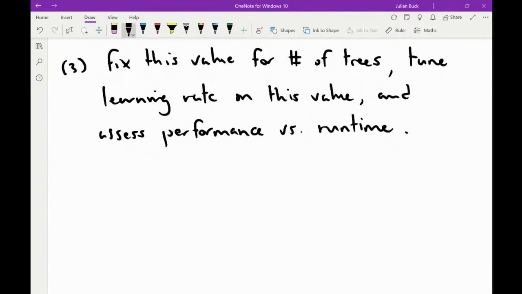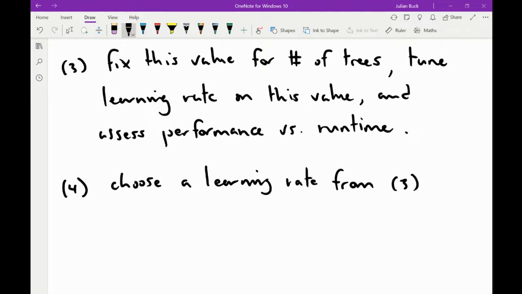All right, so based on your results, and there's of course a little bit of subjectivity here, you're looking at runtime versus performance, and you've got to think about where you want that balance to be. So you choose a learning rate from step 3. And then tune tree-specific parameters, so depth and node size.